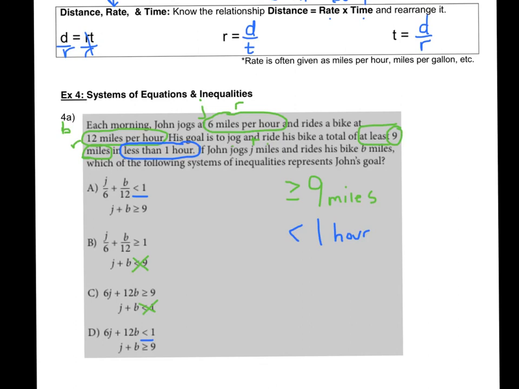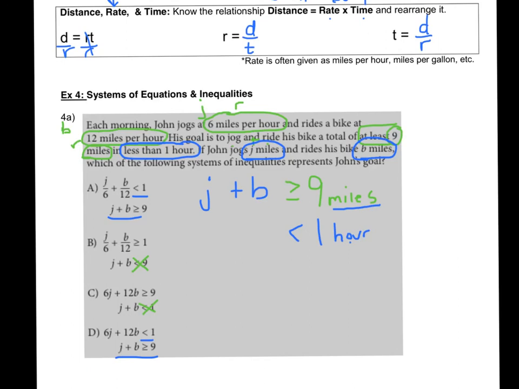So it says John jogs J miles and rides his bike B miles. So since J is miles for jogging and B is miles for biking, I'm going to put the J and the B in the equation with the miles. See how I'm not going to put it down here in the hour inequality? I'm going to put it with the 9 miles. So we have all the miles together. So J plus B is greater than or equal to 9. Well, guess what? They both had that. So there we go. We have to figure out which inequality deals with the hours.